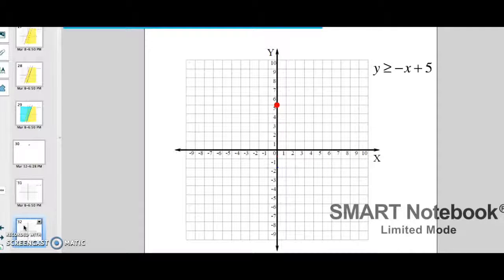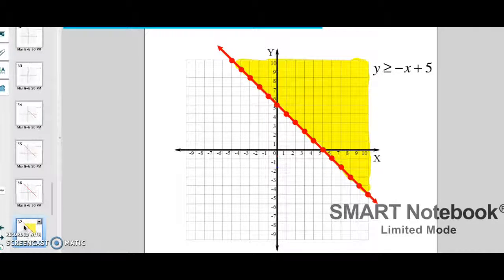Y-intercept is 5. My slope is negative 1, so I go down 1 to the right 1, and I do that until I reach the edge of the graph. Then I reverse it by going up 1 to the left 1 until I reach the other edge of the graph. Now there is a line under this inequality, so that means it's going to be a solid line. The greater than means I shade above the line.